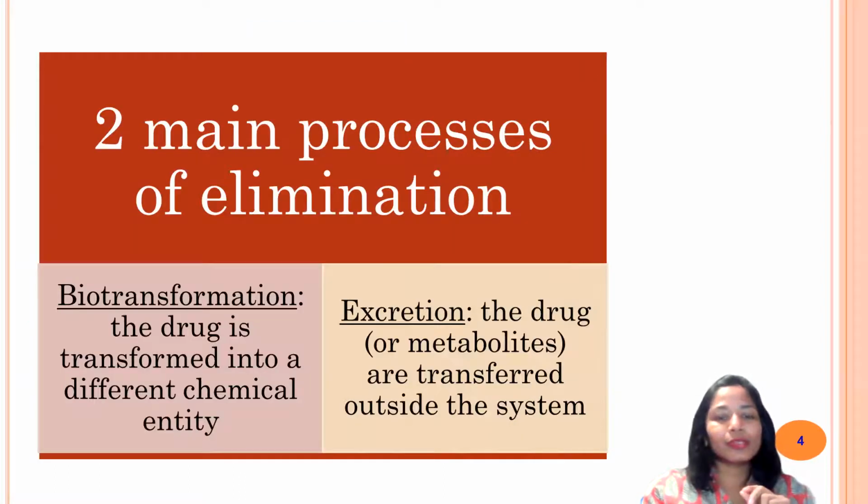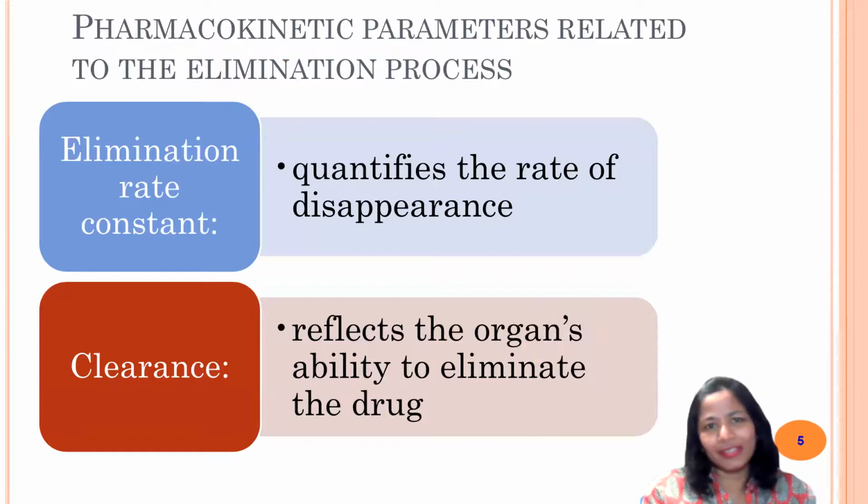The two main processes of elimination are biotransformation and excretion. What is biotransformation? Let's split the word. Bio and transformation. The drug is transformed into a different chemical entity. Whereas excretion, the drug, which is the metabolized form of the chemical, is transferred outside the system. That could be by urine or by feces.